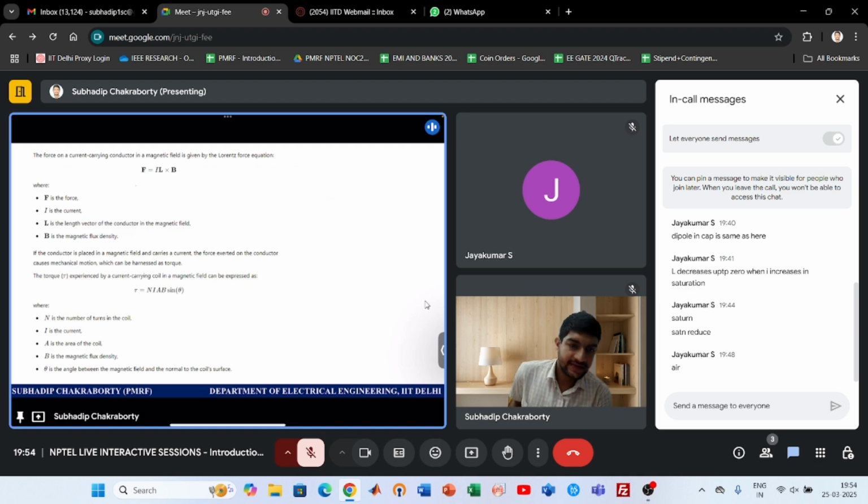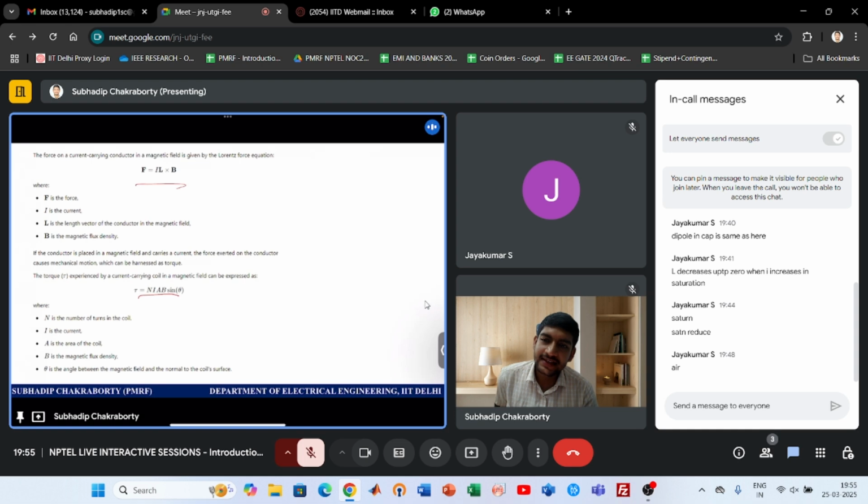Similarly, you must know the Lorentz force. How is Lorentz force defined? For a current carrying conductor, what is the force experienced? Or by the Biot-Savart law, you must know what force is being experienced. Everything you can derive for the magnetic field, and these are very fundamental equations which you must have gone through in the physics course, right?